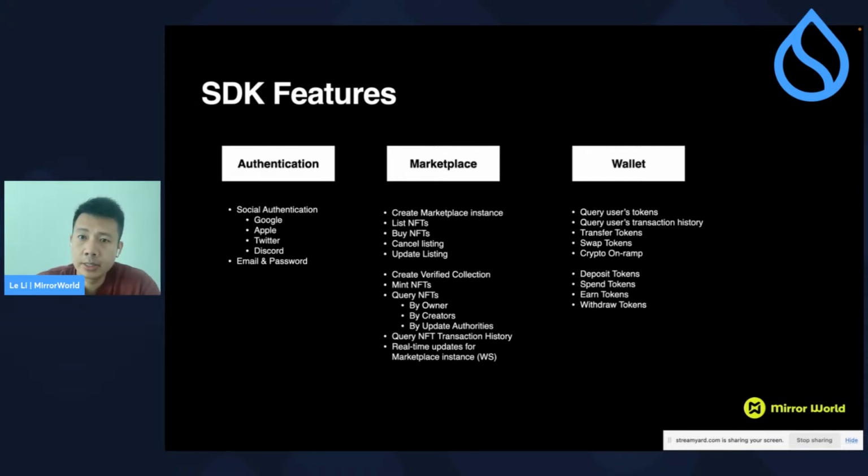So they don't have to jump out of your game and go into Binance or some other central exchange to purchase tokens and then transfer the tokens out from the exchange to the app or the game. That would be a very annoying and a very bad experience for the user in general. So we provide those three types of SDK: authentication, marketplace, and wallet.